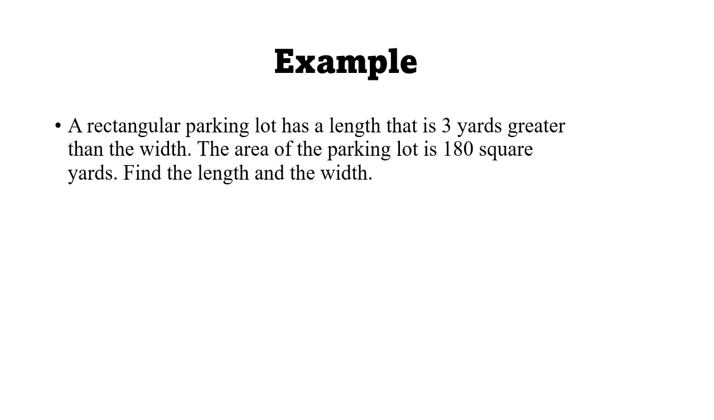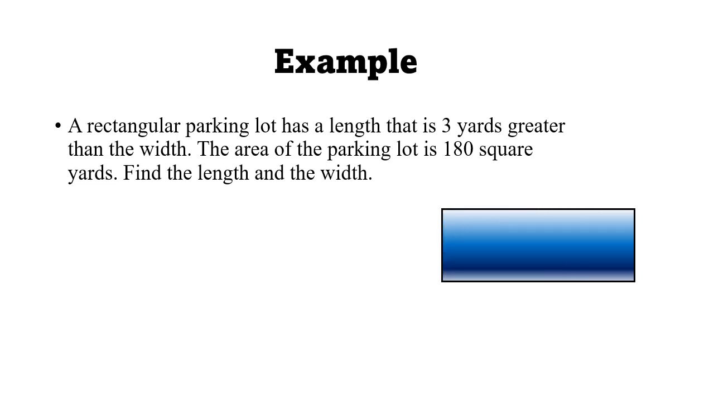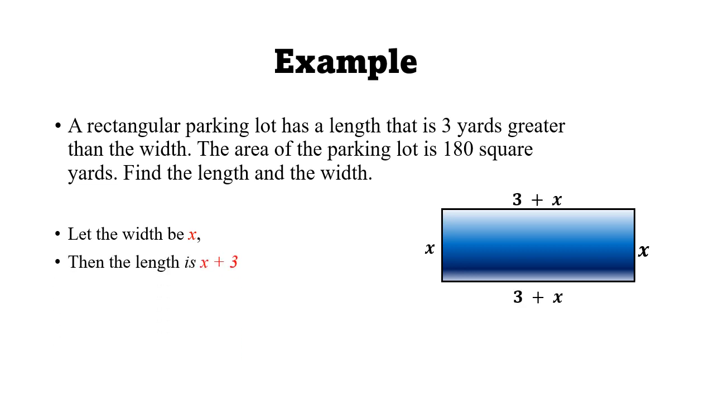So let's see the first problem. A rectangular parking lot has a length of 3 yards greater than the width. The area of the parking lot is 180 square yards. Find the length and the width. Since we don't know anything about the width, we're going to say let the width be x. Then the length is x plus 3, since it's greater by 3 yards.